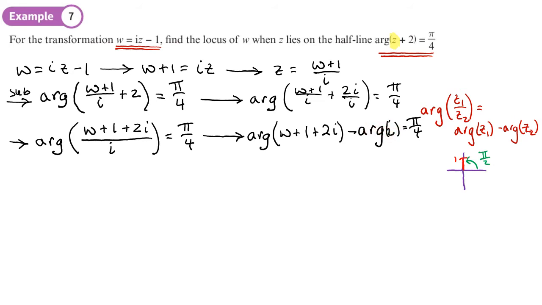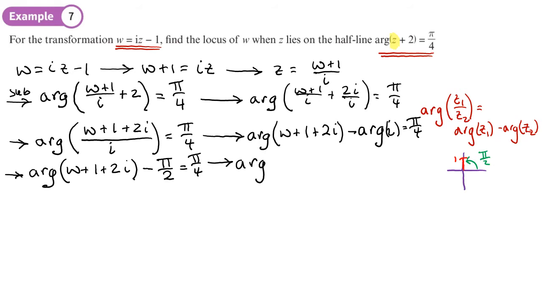So let's do that. So I'll have the argument now of w plus 1 plus 2i minus, now just pi over 2. So now we can add pi over 2 to both sides. So I have the argument of w plus 1 plus 2i equals, that'd be 3 pi over 4.